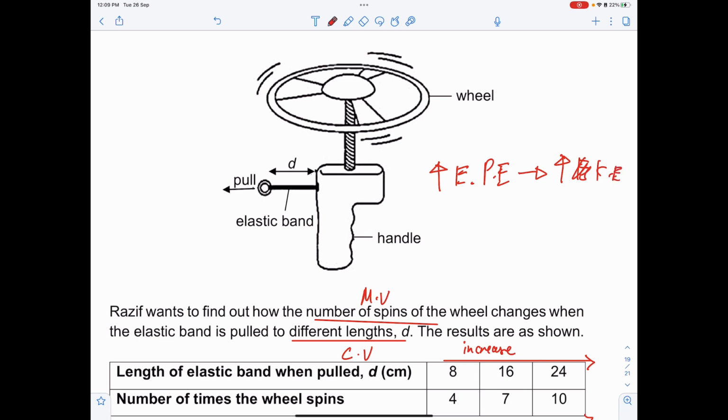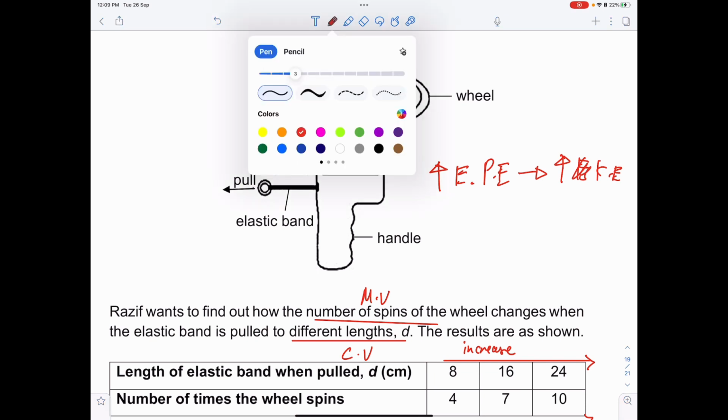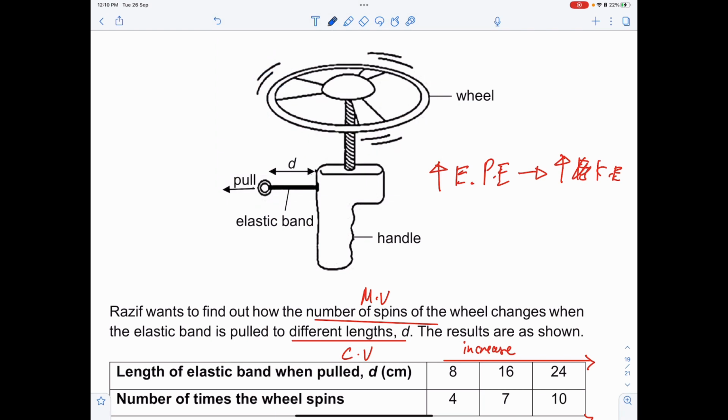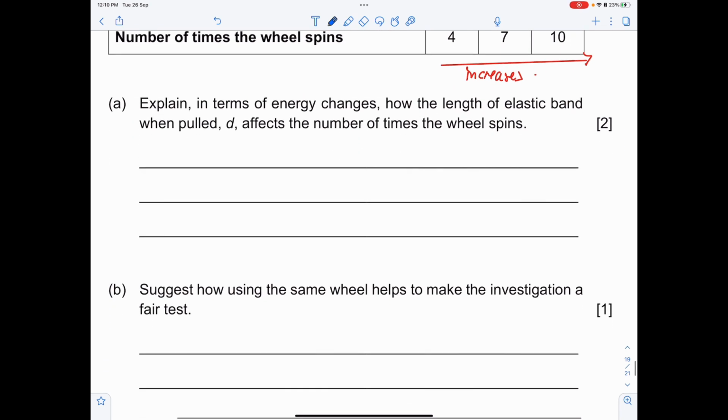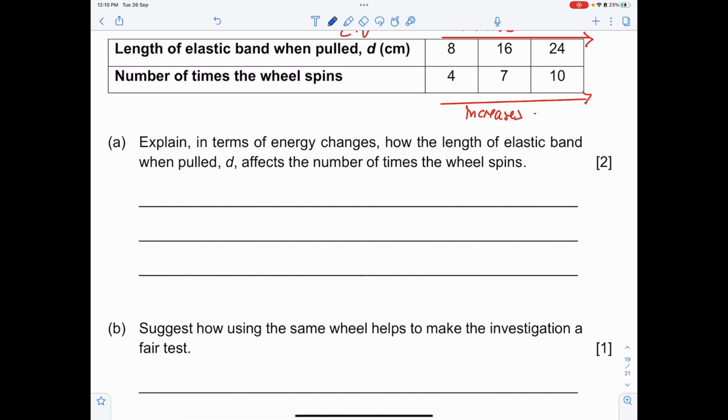Now, whenever you're doing energy conversion, I cannot stress this enough. You must tell me who the energy belongs to. So, for example, increase in EPE belongs to the elastic band. And then increase in KE belongs to the wheel. You must mention that in your answer. It's a must. No negotiation. Okay, so how can we pen this down?